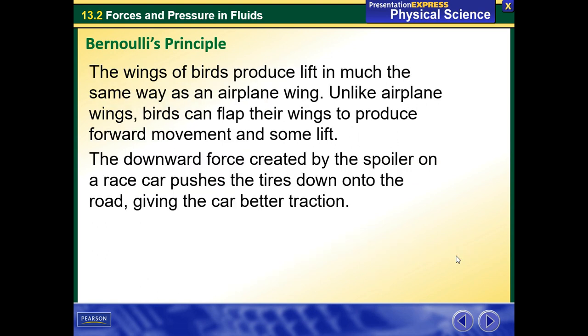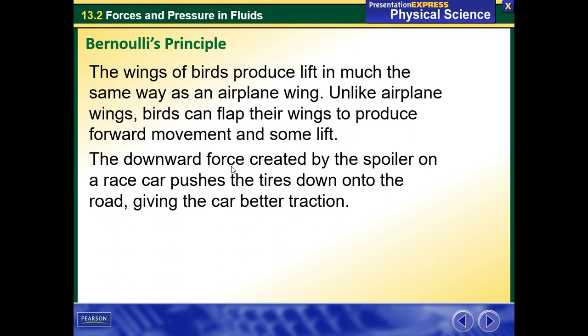Now, the wings of a bird produce lift a lot the same way that an airplane does, but unlike an airplane, birds can actually flap their wings to produce some of that forward and up movement. The other example we can use is something called a spoiler on a race car. This actually creates a downward force instead of upward force, but Bernoulli's principle is still used.